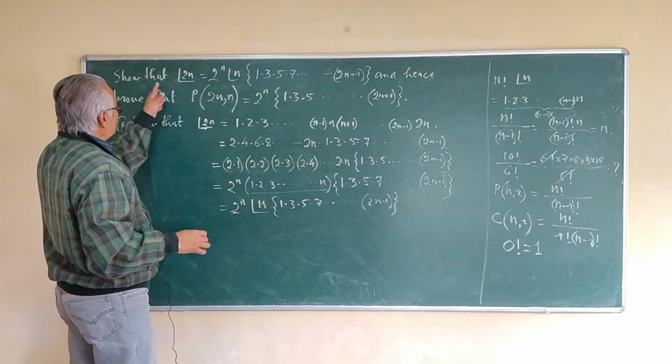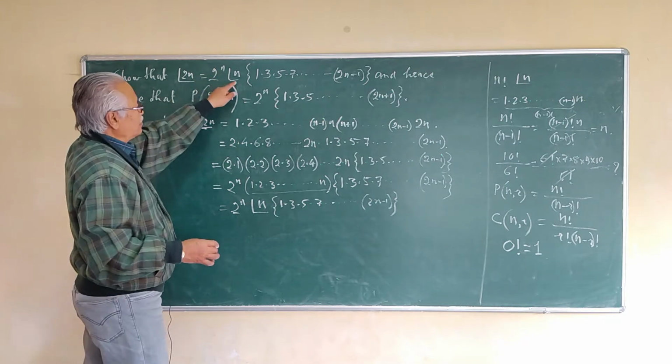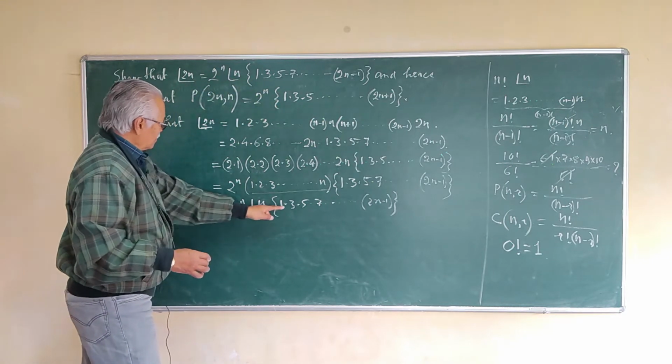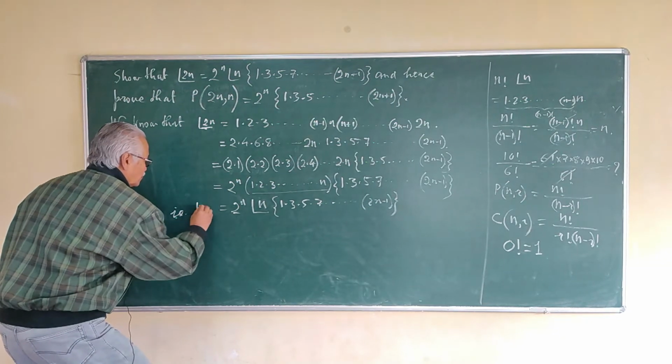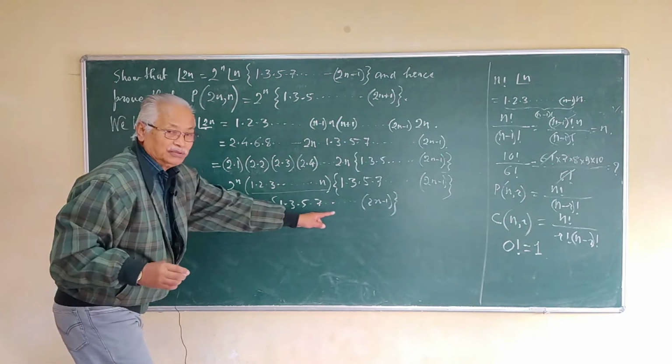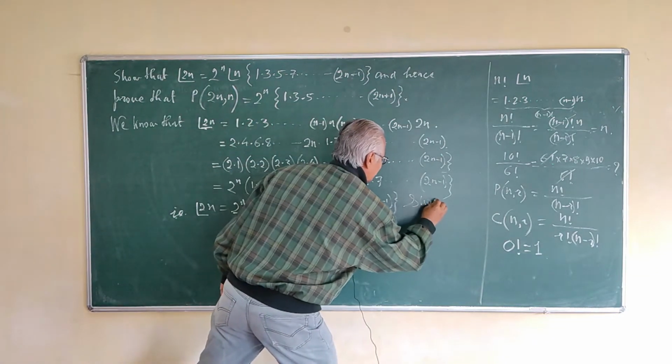Yeah. You got to prove that factorial twice n is equal to 2 to the power n, n factorial followed by this. So that is what? Factorial twice n is equal to this. So you have shown it, right? Sure.